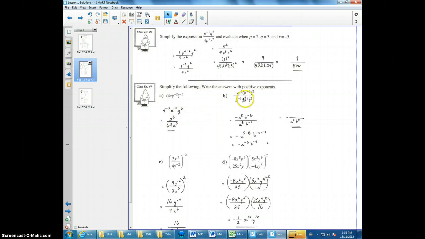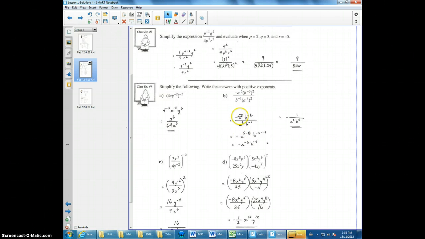Okay, let's try this one. Negative a to the 5, b to the negative 3, all squared, over b to the negative 1 and a to the power of 4, squared. First what I'll do is deal with the brackets. So I have b to the negative 3 squared. I will multiply the negative 3 times 2, and I will get negative 6. In the denominator, I'll go 4 times 2, and I get a to the 8.